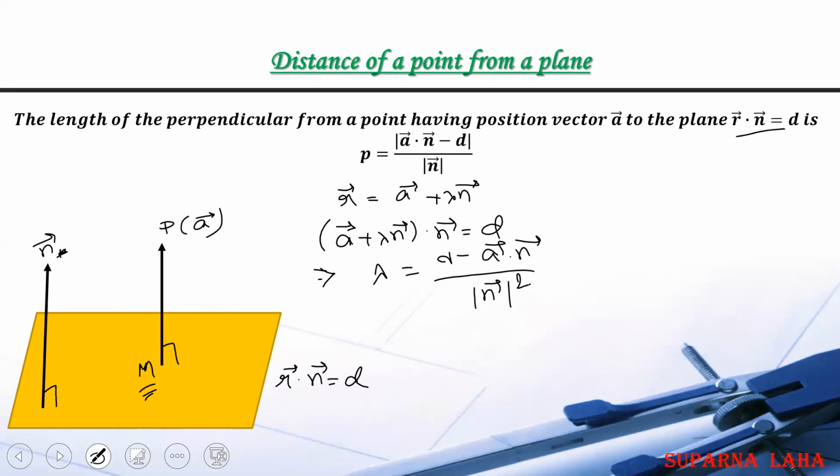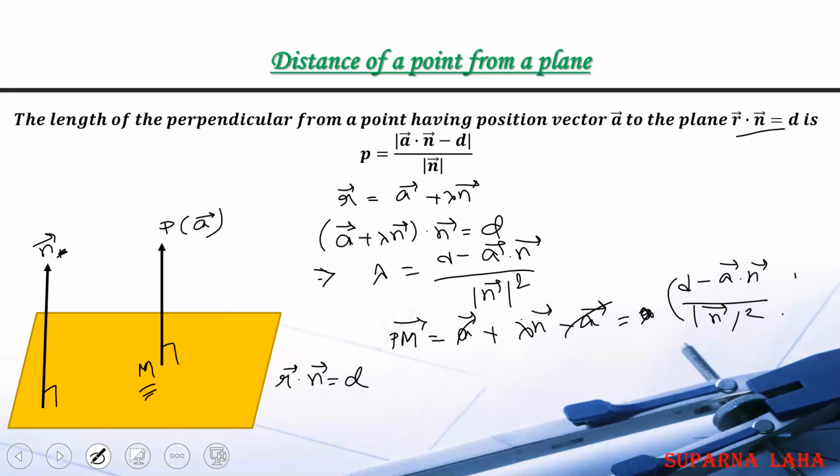Okay, so when we have the value of lambda, we can easily write down the vector equation of PM in the form of position vector of M minus position vector of P. So if we write down, position vector of M is equal to A plus lambda n, minus position vector of P which is A. So that is cancelled and we are left with lambda n, or we can put the value of lambda: d minus A dot n upon the square of the modulus of n, times vector n.